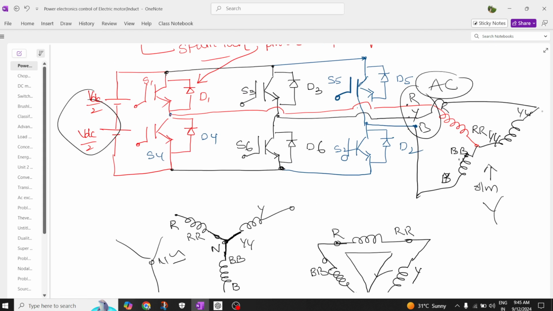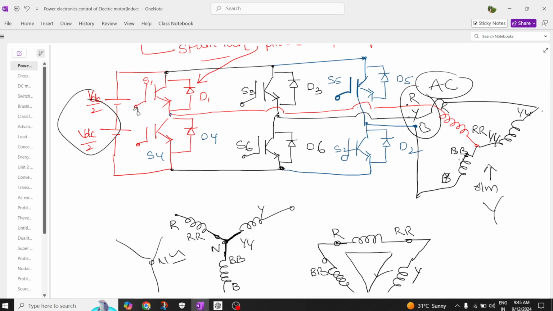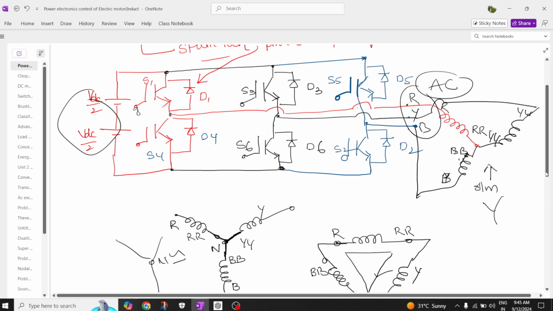So to this gate pulse we are going to subject S1 S4, and whenever S1 S4 is on, similarly S3 S6 and S5 S2 are off. When S3 S6 is on, the remaining are off. When S5 S2 is on, the remaining four are off. Like this, a sequential switching we are going to perform with the help of a gate pulse.